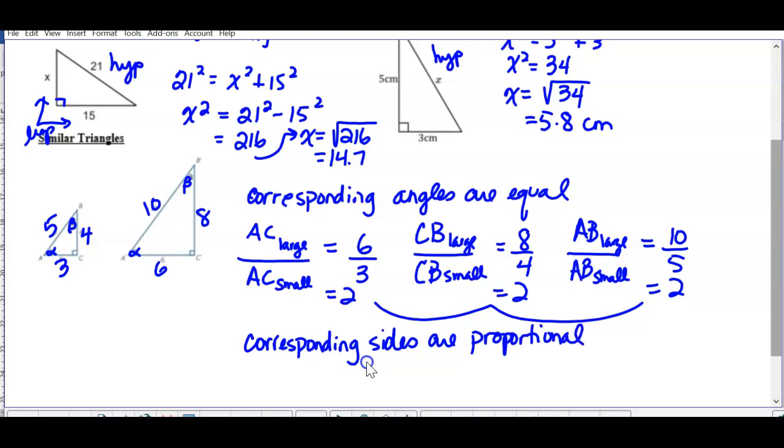Those are the two properties of similar triangles. For a 90-degree triangle as well, within the actual triangle, corresponding sides within each triangle will also be proportional. If we take a look here, CB in the large over AC in the large, we get 8/6, which reduces to 4/3. If we look at the small triangle, we get 4/3. So they're also proportional as well.